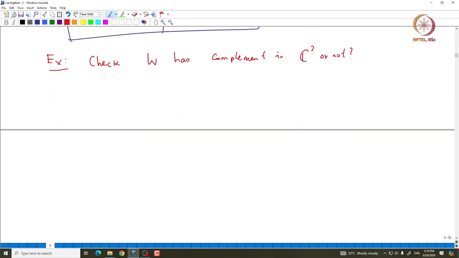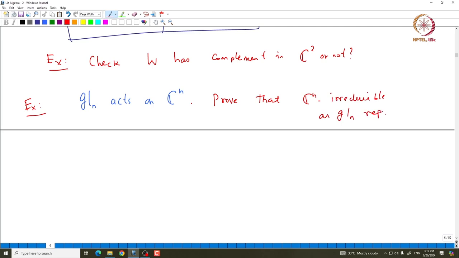So now let us see some other examples of representations. If we take any one-dimensional representation, that will be irreducible, okay. If we take Cn, which can be regarded as a representation of GLn, okay, GLn acts on Cn. Maybe I can leave it as an exercise. So this is indeed an irreducible action, okay. This is a natural representation. So prove that Cn is irreducible as a GLn representation. One can also say that it is indeed irreducible as an SLn representation. So SLn naturally acts on this Cn, okay.